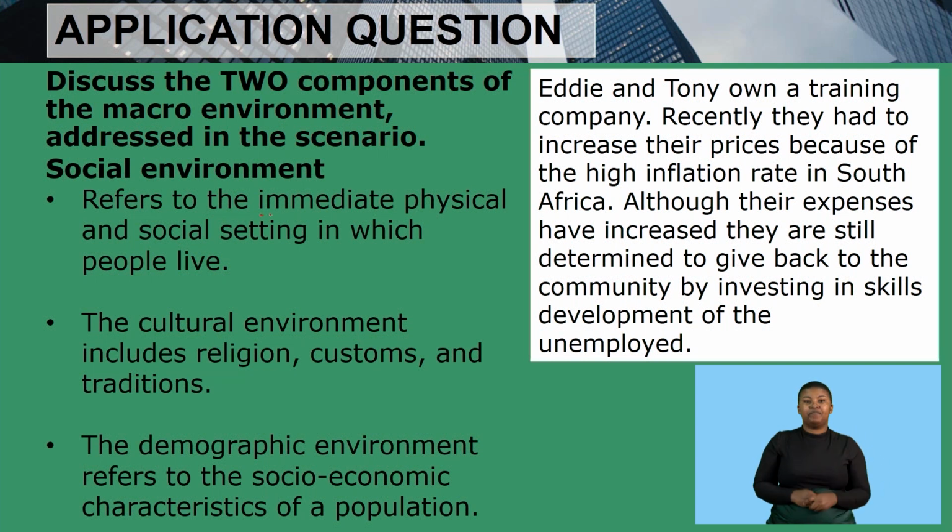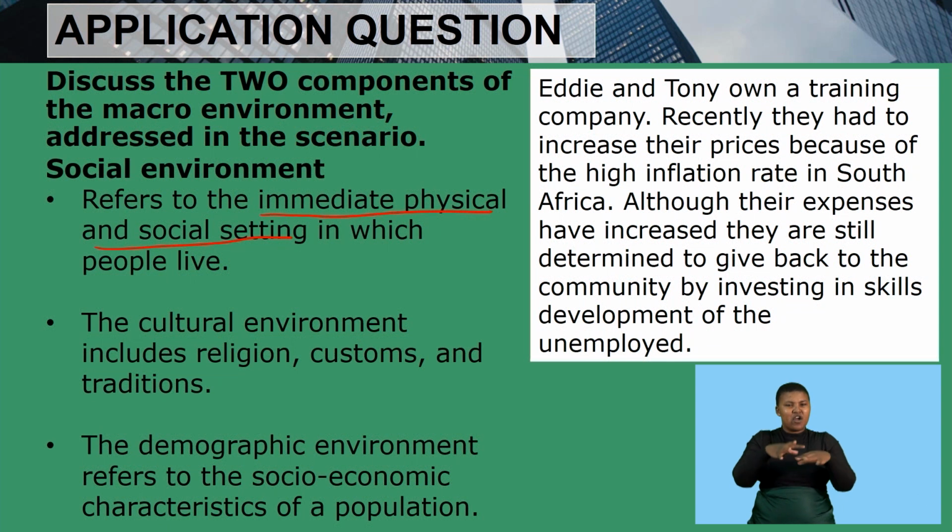It refers to the immediate physical and social setting in which people live. Then of course remember social environment includes cultural environment. That will be things like their religion or traditions and customs, and the demographic environment, which will be the socioeconomic characteristics of a population. So there we have it. We have identified the two components and we have discussed it in full sentences. So this is kind of a tricky one. I hope I helped you to answer something like this, if you can find it in a question paper, for example.